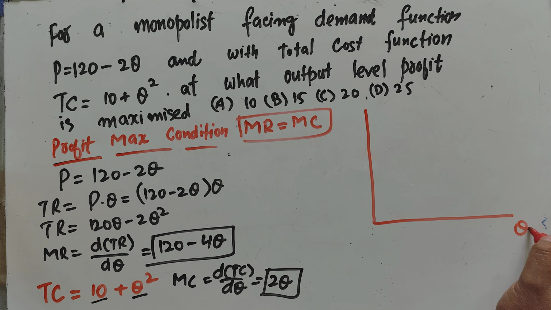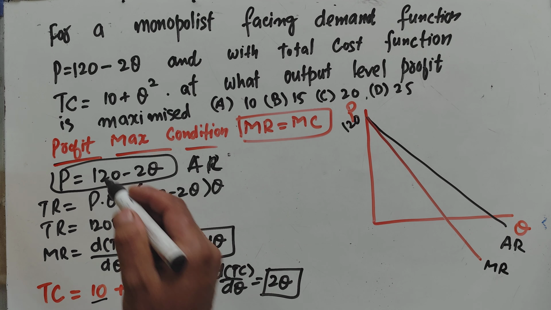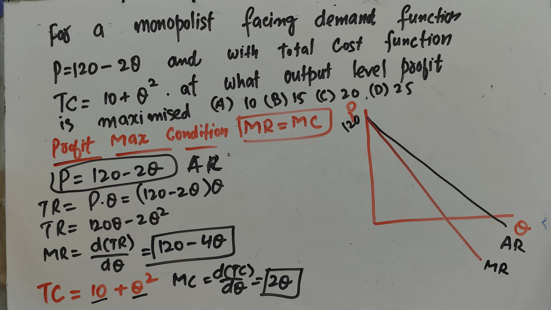Now this is the marginal revenue function. It has the same intercept as the inverse demand function, but it has twice the slope of the inverse demand function. Now what is marginal cost of 2Q? It will look like this. So this is our marginal cost. Where is the profit maximizer? At the point where they intersect with each other.